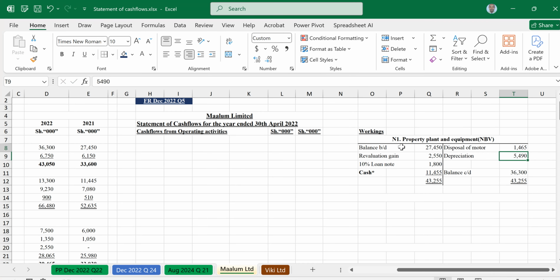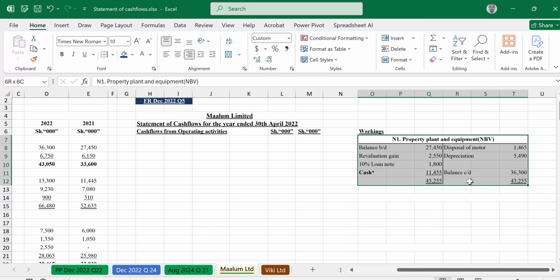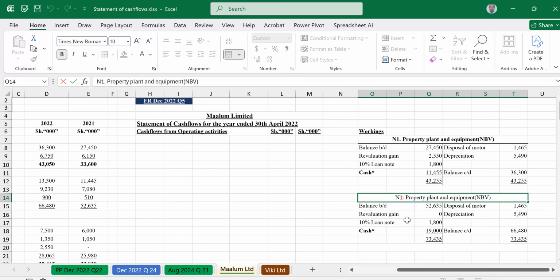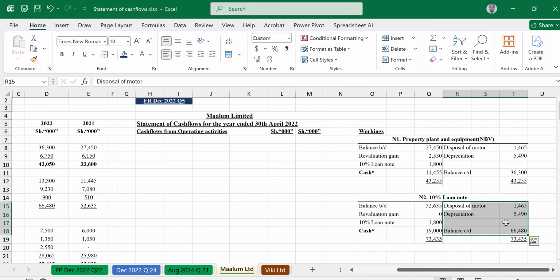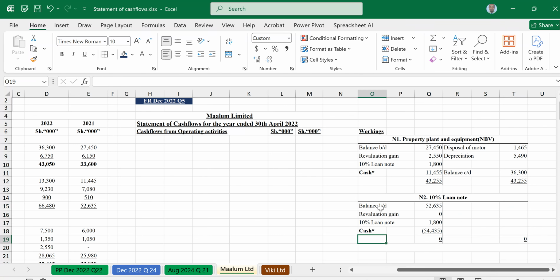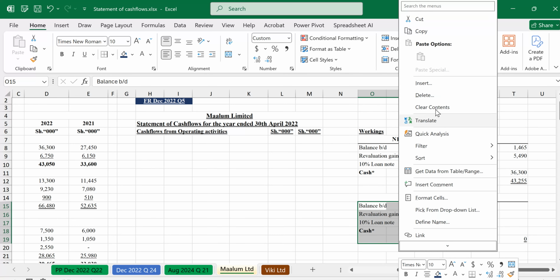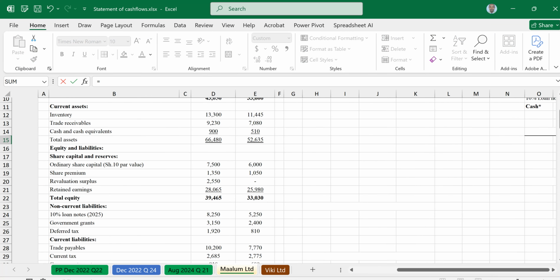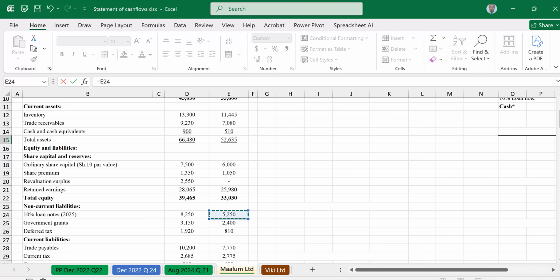Now the second working, which will be our note 2. Note 2 is going to be the 10% loan note. So we work with the 10% loan note. All these to be cleared. Now for the 10% loan note, the balance will be on this other side. The 10% loan note had a balance of 5250.